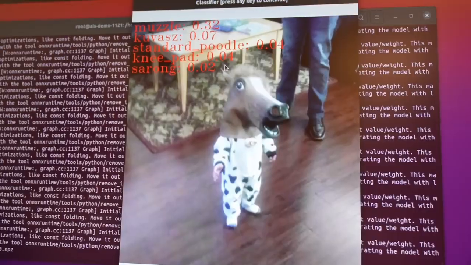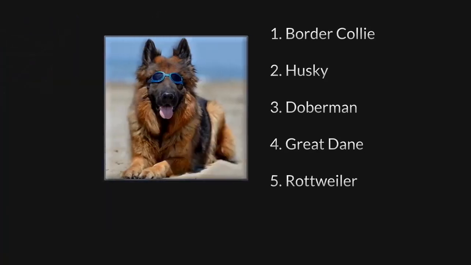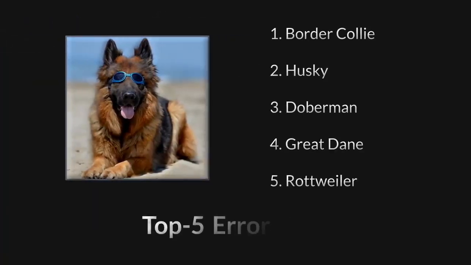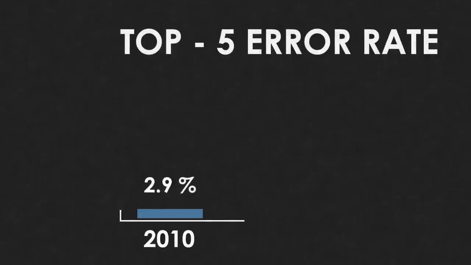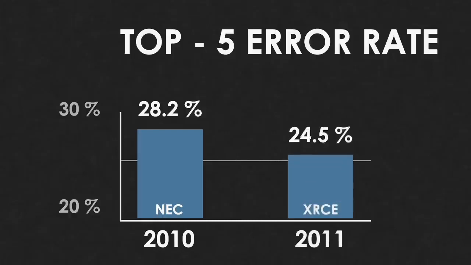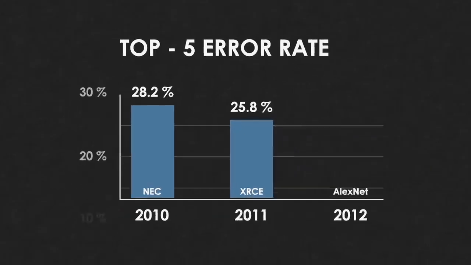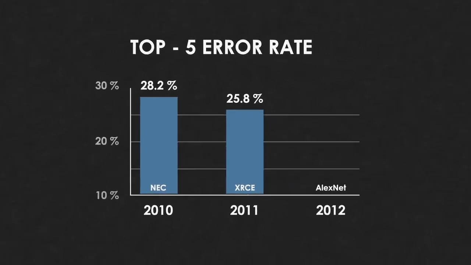One way to judge the performance of an AI is to see how often the 5 highest neuron activations do not include the correct category. This is the so-called top 5 error rate. In 2010, the best performer had a top 5 error rate of 28.2%, meaning that nearly a third of the time, the correct answer was not among its top 5 guesses. In 2011, the error rate of the best performer was 25.8%, a substantial improvement. But the next year, an artificial neural network from the University of Toronto called AlexNet blew away the competition with a top 5 error rate of just 16.4%.